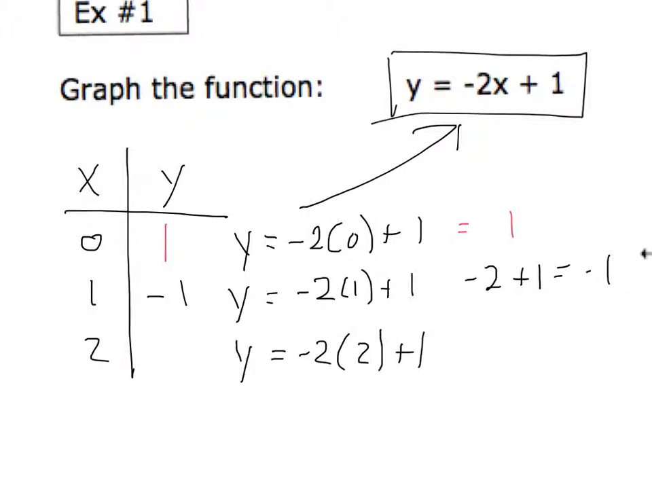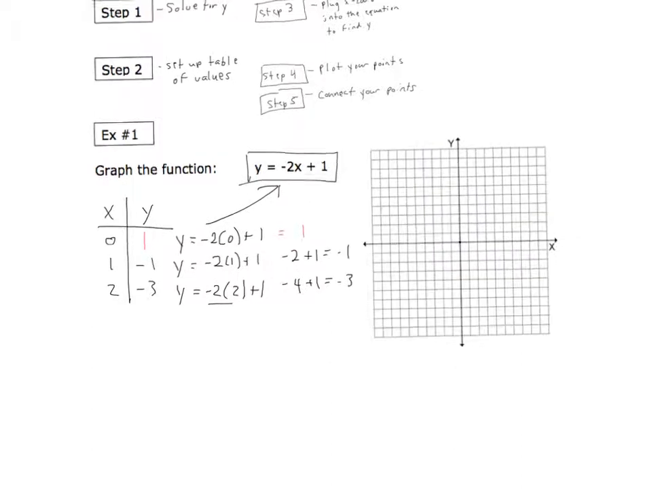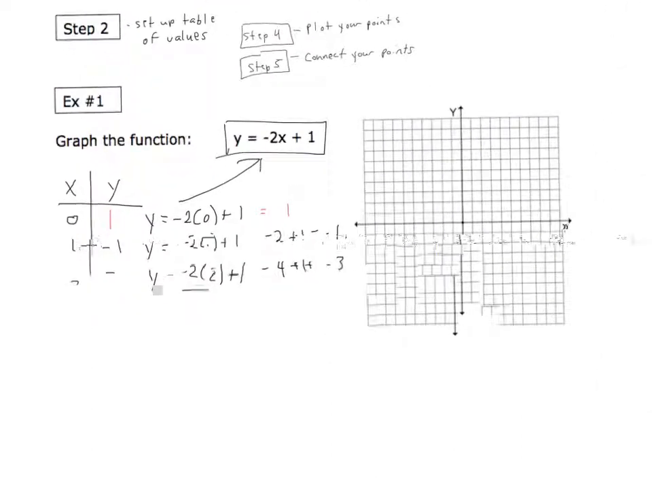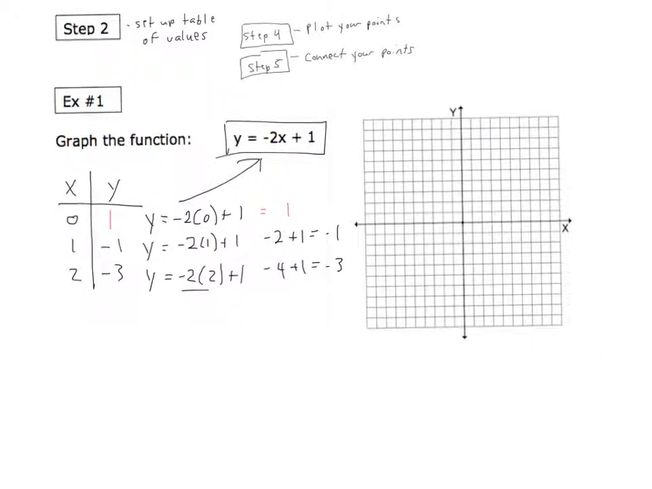Okay, so negative 2 times 2 would give us negative 4. And if we add 1, you get negative 3. Okay, so here is our steps here. And let's go ahead and plot our points. We practiced this the other day.